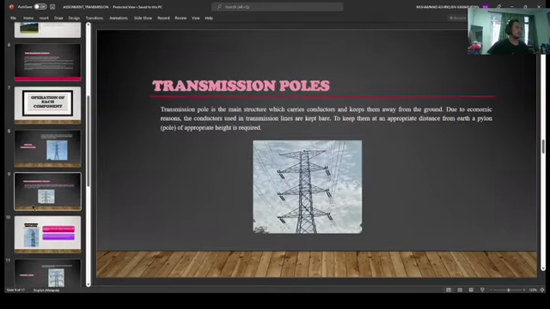Next, we have transmission poles. A transmission pole is the main structure which carries conductors and keeps them away from the ground. Due to economic reasons, the conductors used in transmission lines are kept bare. To keep them at an appropriate distance from Earth, a pylon or pole of appropriate height is required.